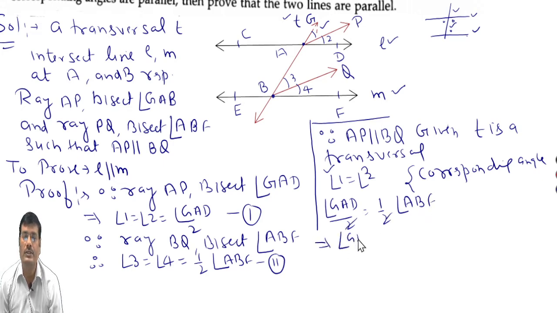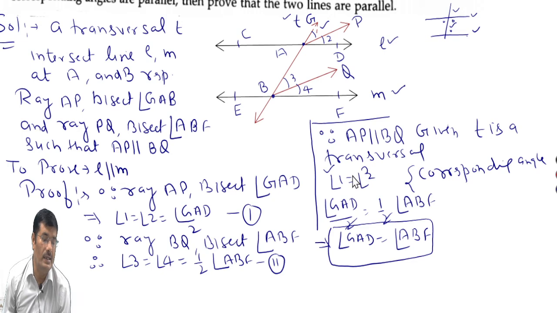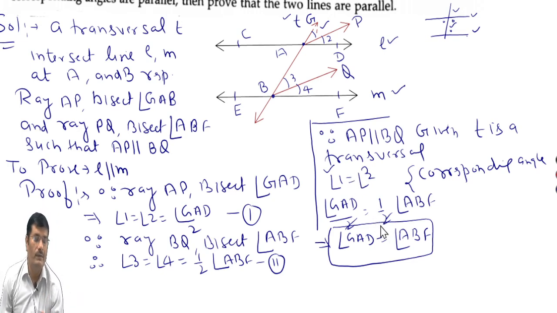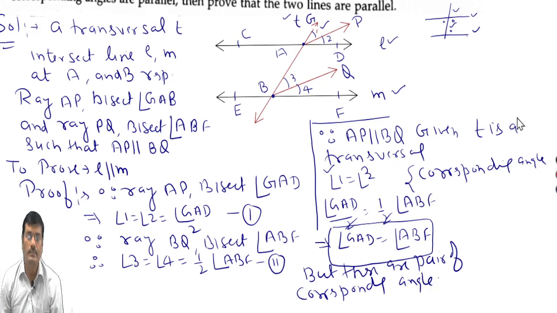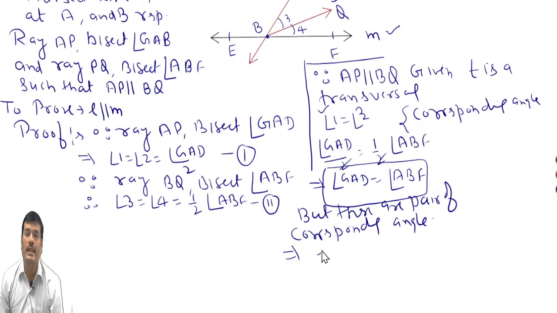This is angle GAD, this is angle ABF, and we observe that these two angles are a pair of corresponding angles. So L is parallel to M. Simply write this one, but these are a pair of corresponding angles. Therefore, by the converse of the corresponding angles axiom, we prove that L is parallel to M. Now this question is over.